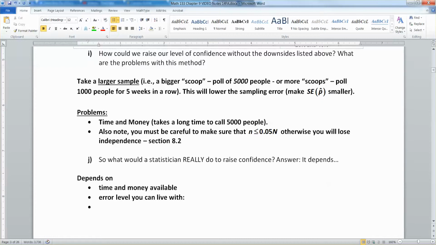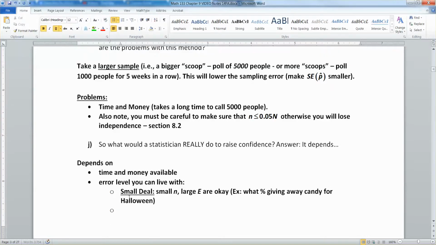So for example, let's say you were interested in the percentage that are going to give away Halloween candy. That's a small deal, right? So you can have a small n and a large error are okay. And the example I gave was what percentage are giving away Halloween candy this year. Okay, it's not that big of a deal if you're off by quite a bit, right? It's not the end of the world. I mean, the candy companies won't be thrilled with you, but you know, everybody will survive.